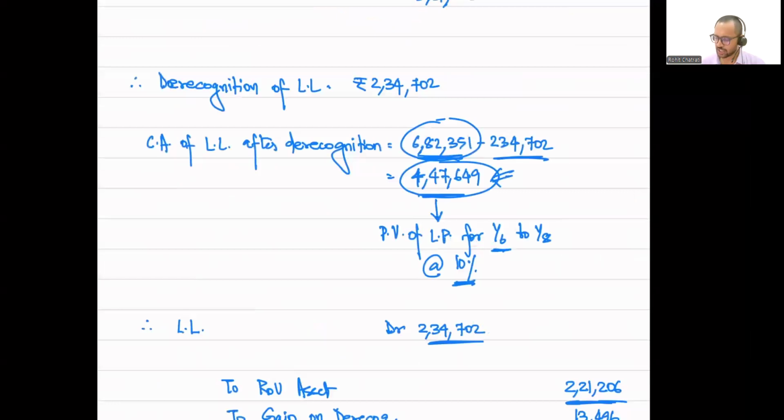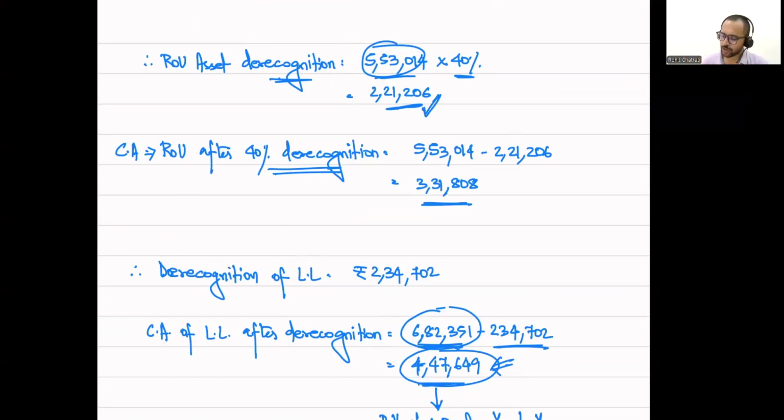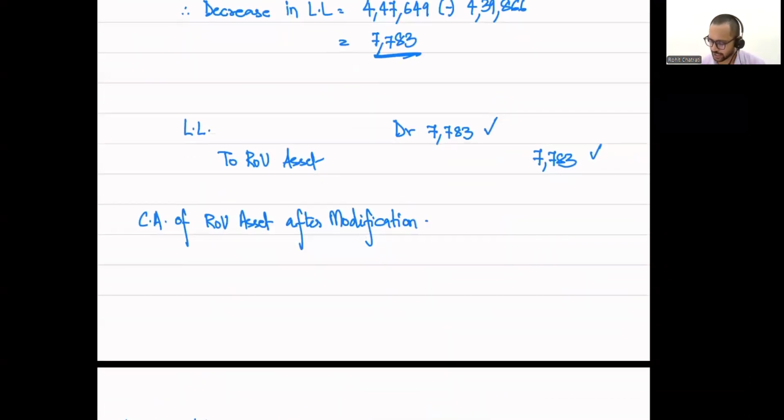So the final carrying amount of ROU asset after modification. Earlier, we had the carrying amount after 40% derecognition. I'm now calculating the carrying amount after modification. The carrying amount after derecognition was 331,808. So it's going to be 331,808 less 7,783. That is going to be equal to 3,24,025. So my final value of ROU asset after modification is 324,025.